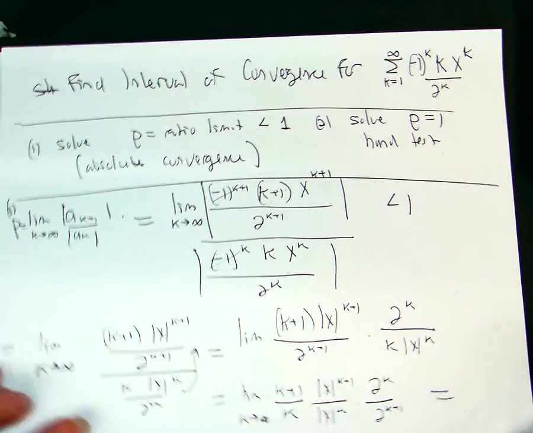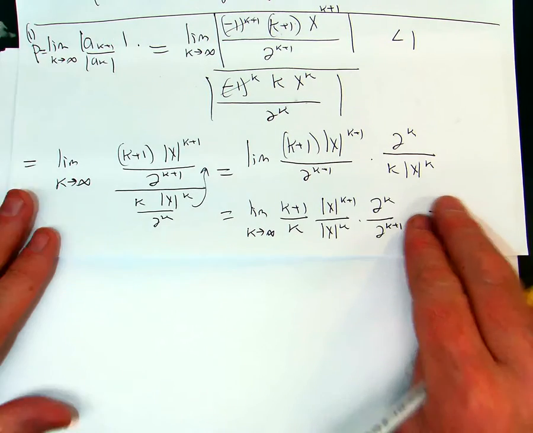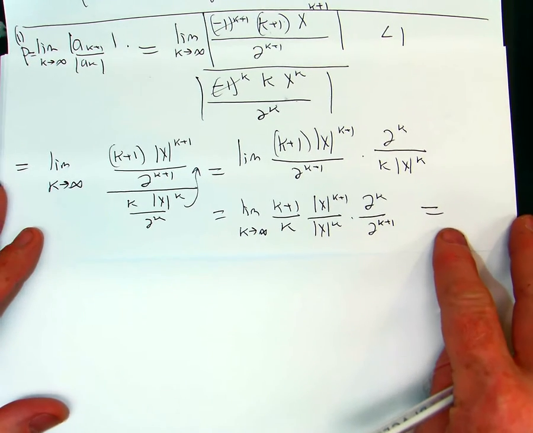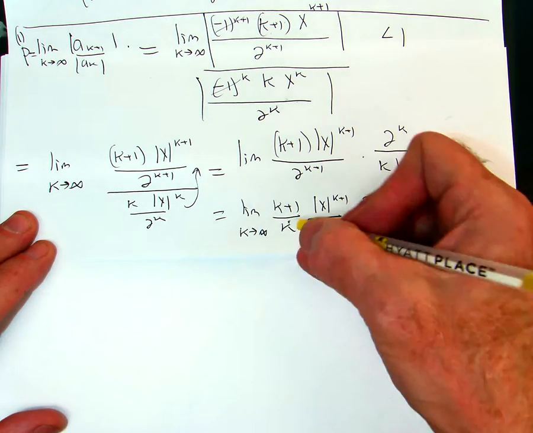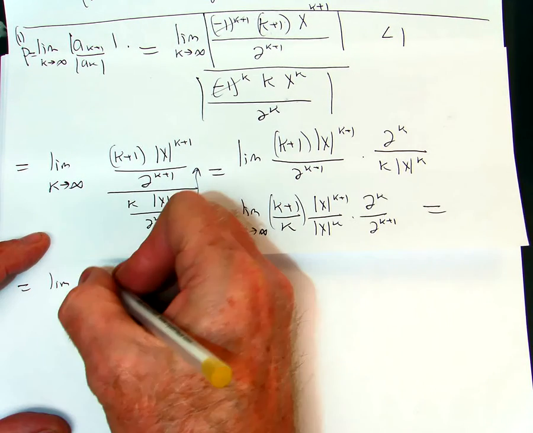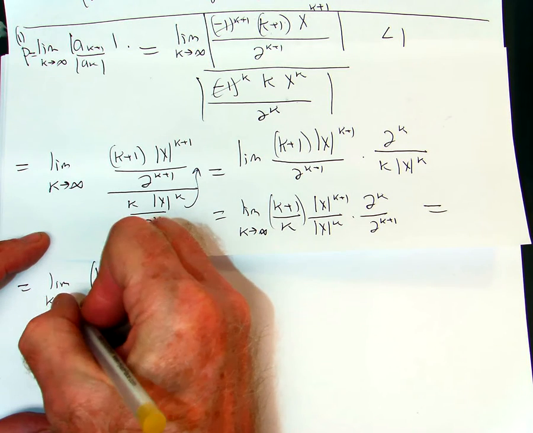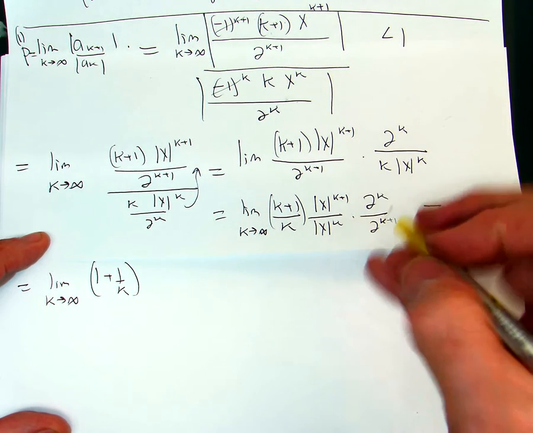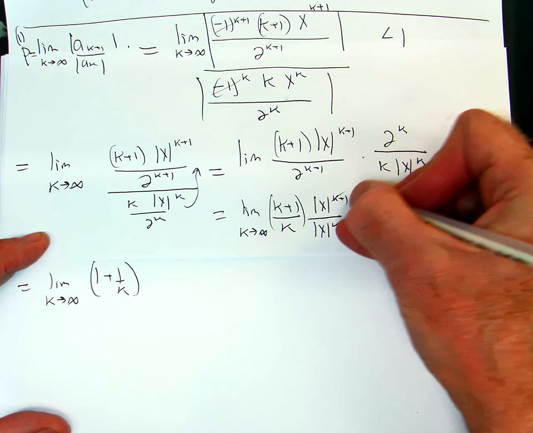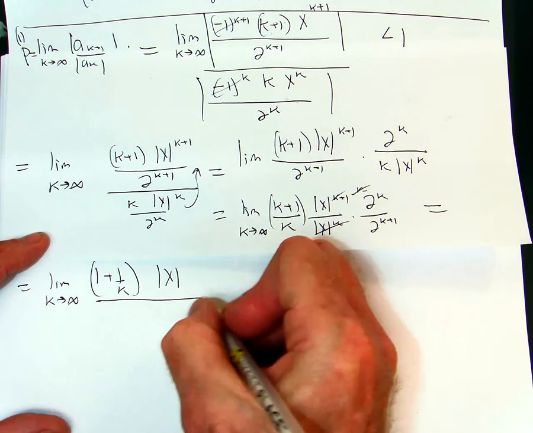Now I'm going to continue on the next page, so I'll slide this up a little bit so you can see what I've done before. So this is going to be the limit of 1 plus 1 over k, and then x to the k plus 1 over x to the k, that's going to be minus k here, so those cancel. So I just get absolute x, and here I'm going to get over 2.